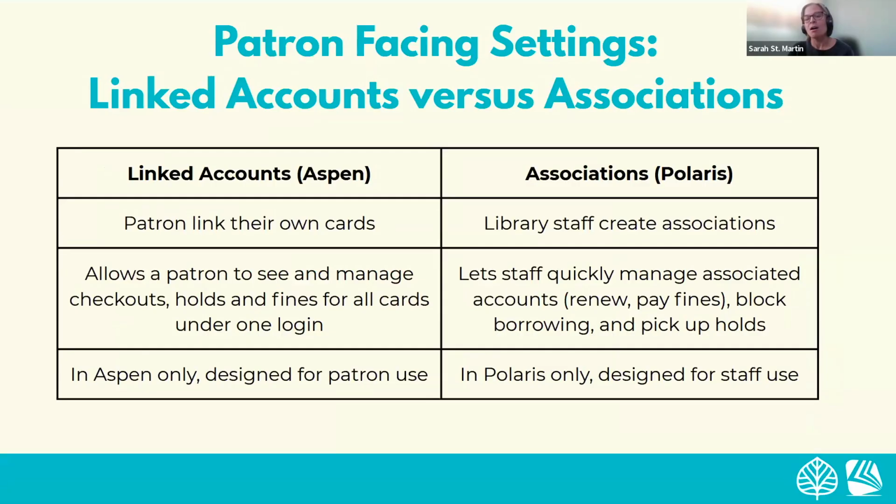Associations in Polaris are for library staff. They're just designed for library staff use. Library staff create the associations and it lets staff quickly manage associated accounts between families. They can easily link to the accounts to renew, pay fines, and it also allows them to block borrowing privileges between cards if they want. And then also an easy way to identify who can pick up holds for who. So both of them are very useful in their own way, but just the Aspen side is for patrons only, and the associations in Polaris are for staff only. They're completely separate.